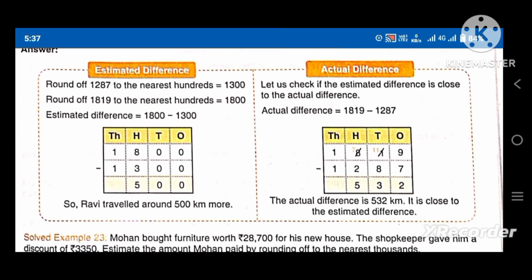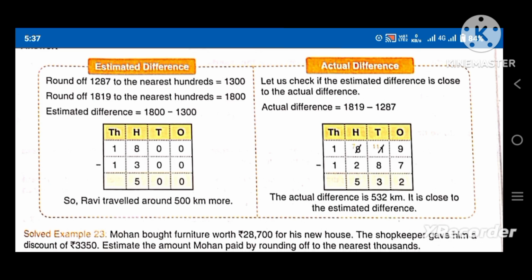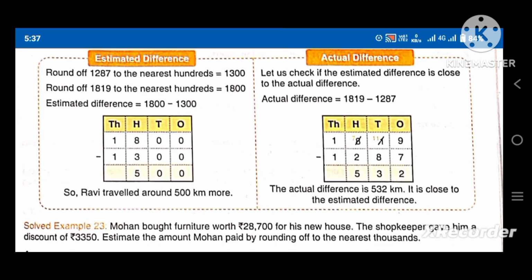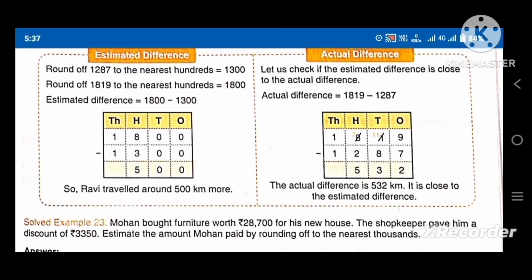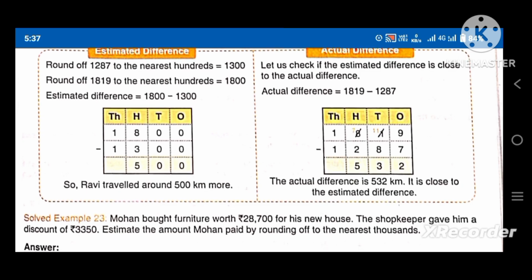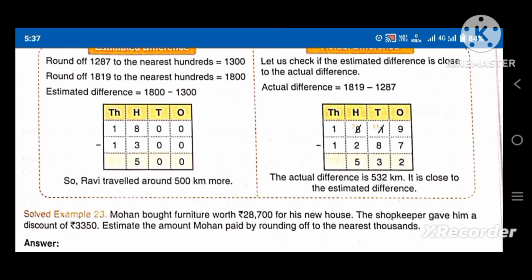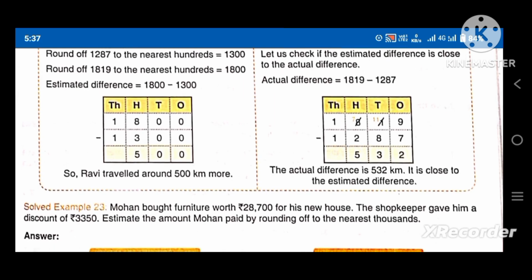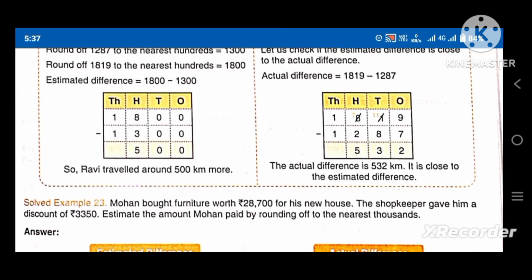Actual difference. Let us check if the estimated difference is close to the actual difference. Actual difference is equal to 1819 minus 1287. The actual difference is 532 km. It is close to the estimated difference.